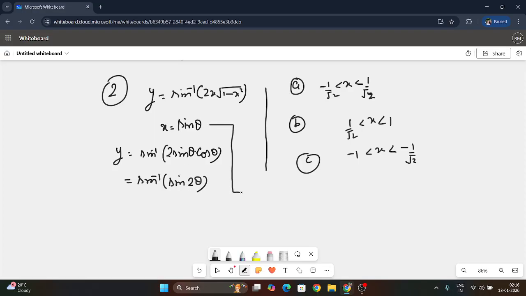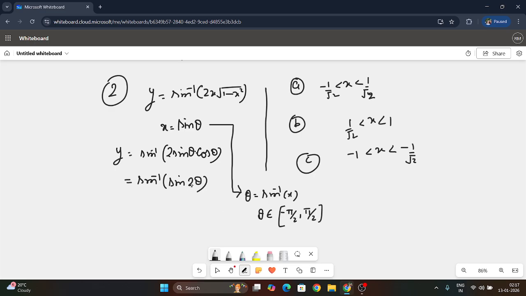Keep in mind that theta is going to be sine inverse x, and x is going to be from minus 1 to plus 1. So theta will be in the range of sine inverse x, and the range of sine inverse x is minus pi by 2 to plus pi by 2. I hope it is clear to you. Let's talk about the next.